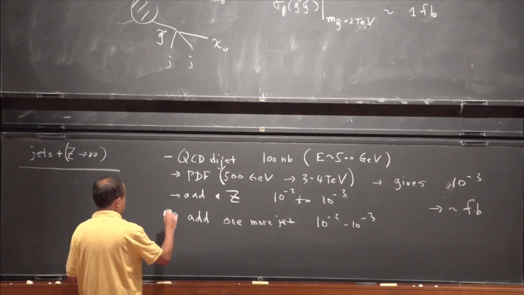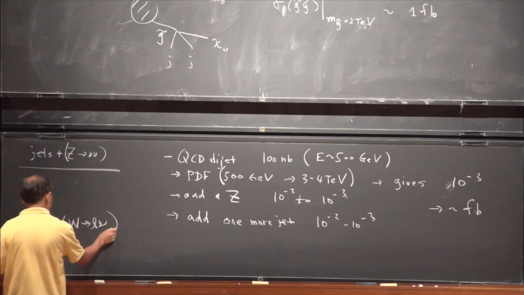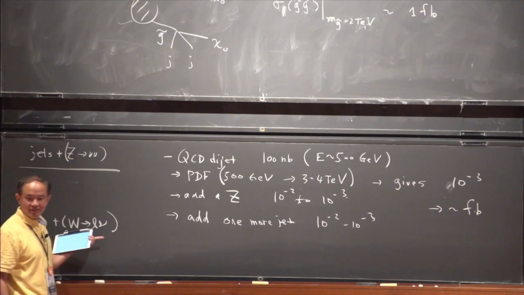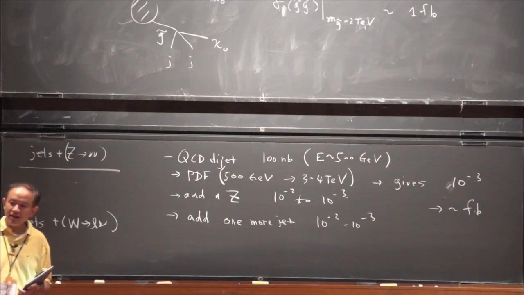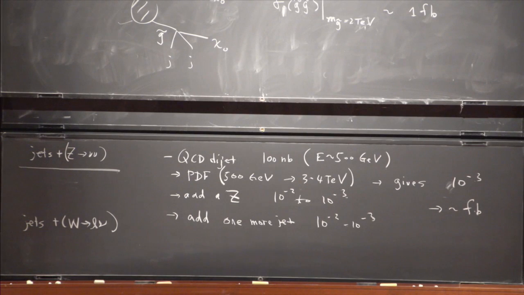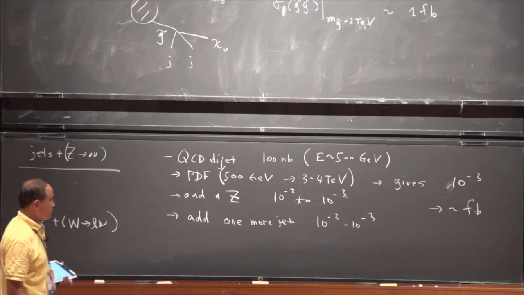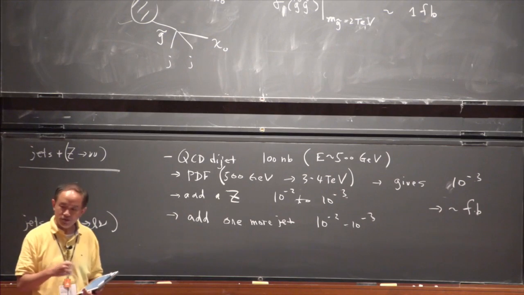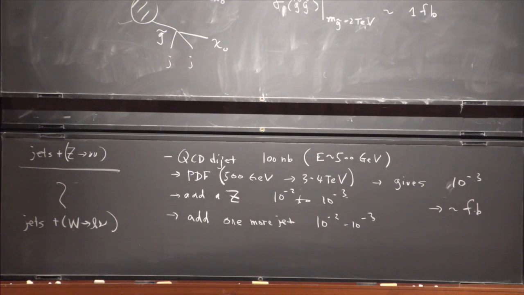You can also have a background with jets plus W goes to lepton neutrino. You say, wait a minute, don't I have a lepton? First of all, at least a third of the time the lepton is a tau, and the tau is actually a jet, because tau decays to pi. That's a special jet, but not too different from a jet, and you can miss leptons in the detector. The W cross section is larger than Z, but you pay the price of having to miss a lepton. So these two backgrounds are similar.